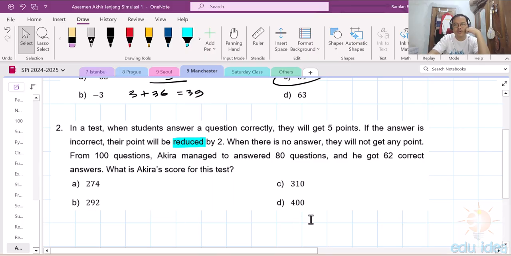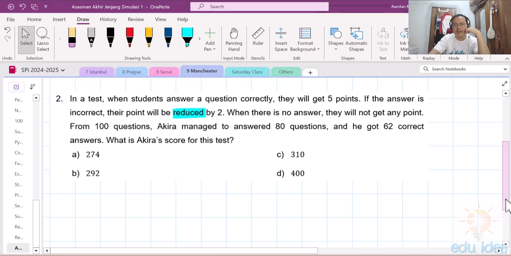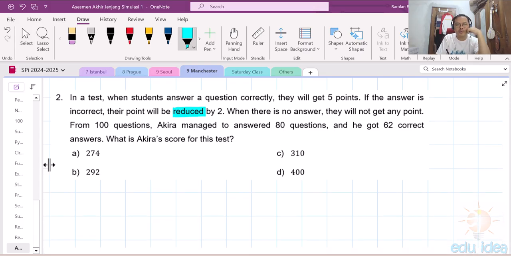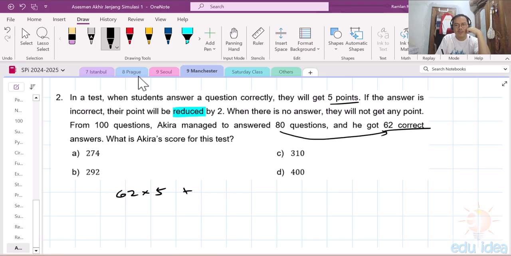Okay, so we only need to find the score, meaning we only focus on the ones that he answered, because there's no point calculating the unanswered questions because there's no score for them. So it's just the number of correct answers multiplied by 5, and then the number of incorrect answers multiplied by -2. We know that 62 got correct, so there'll be 62 times 5, because the point of a correct answer is 5. Then add that with the incorrect answers: there are 80 questions that he answered, meaning the incorrect answers should be 80 minus 62, which is equal to 18. Then 18 multiplied by, because it's reduced by 2, -2.